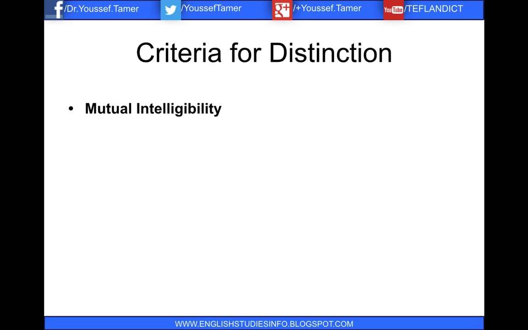Now, criteria for distinction. We have mentioned that in the literature there is this first one, which is called mutual intelligibility. It means that... yes, can anybody tell us an idea about that? What does mutual intelligibility mean?